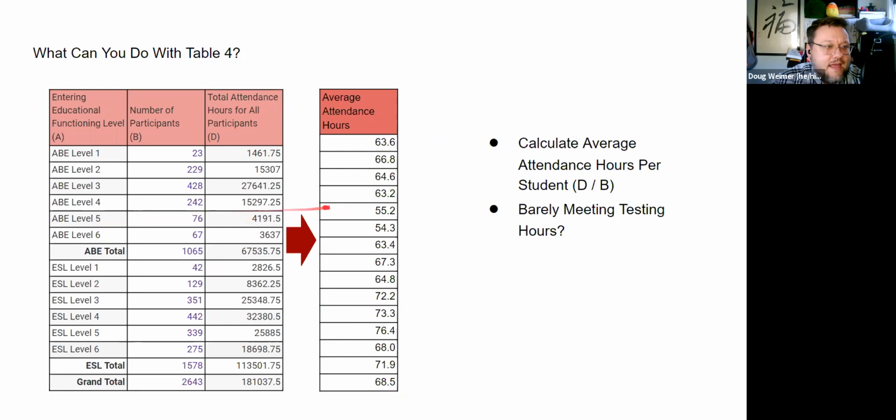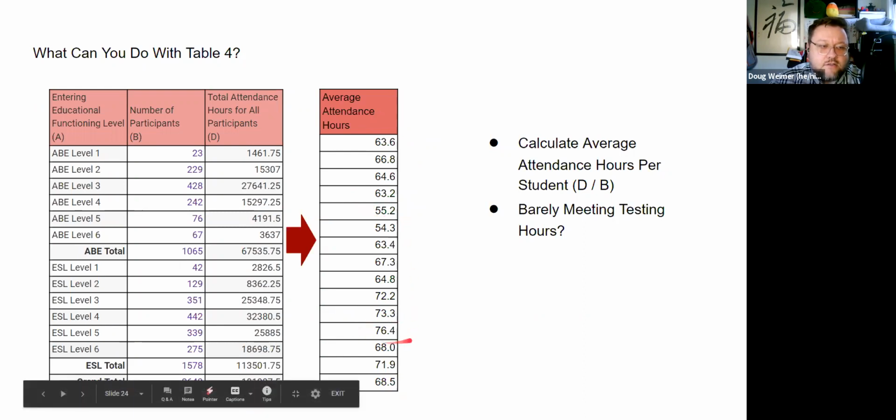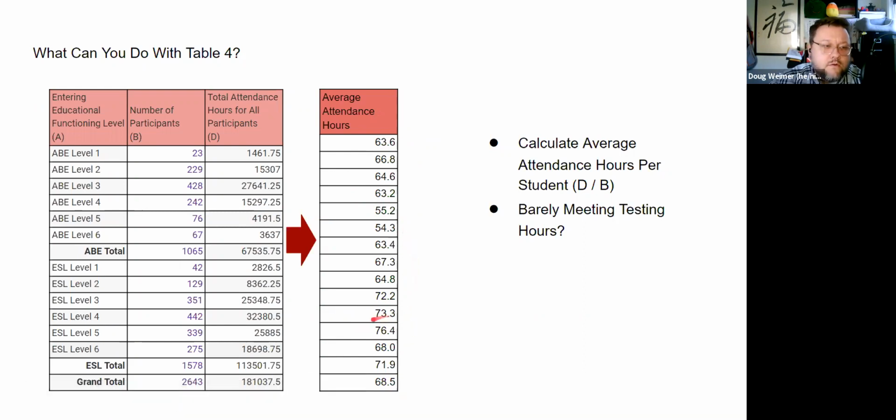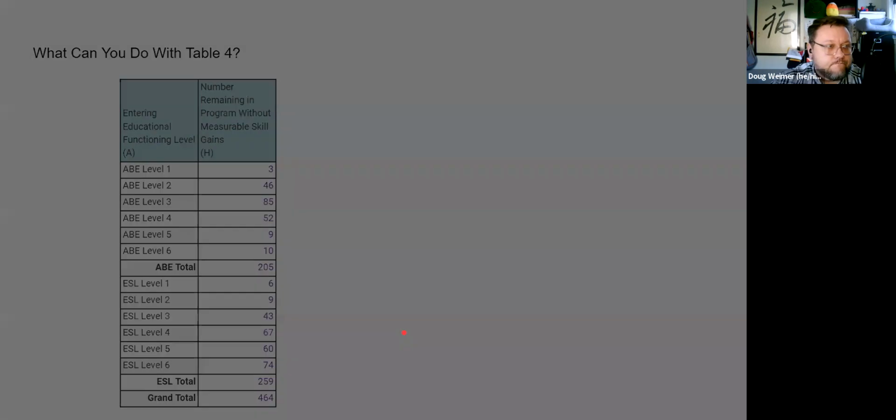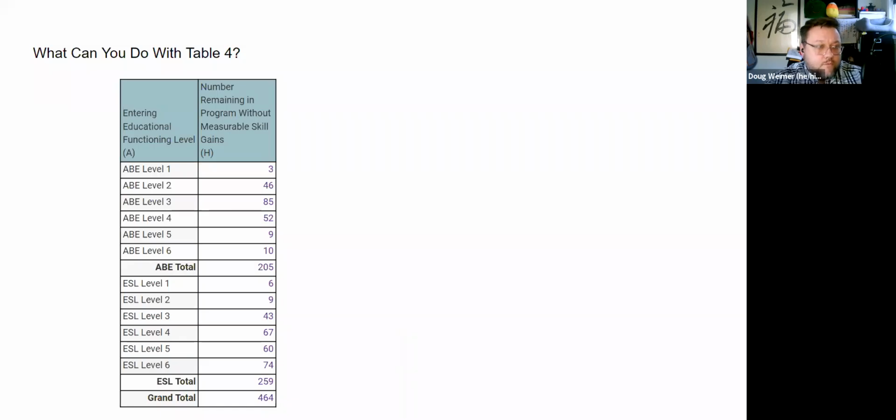If I see that my ABE level 5 has an average of 55 hours of attendance, but I see that my ESL level 4 has a 76 average hours of attendance, I would guess, all things being equal, I should have a higher outcome on this one. But do you? It's something to look at. What else can you do with Table 4?